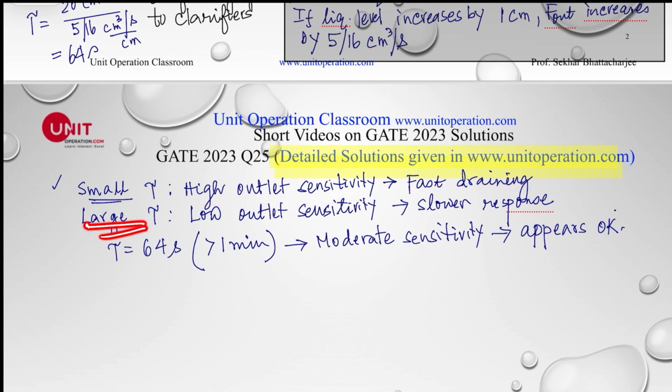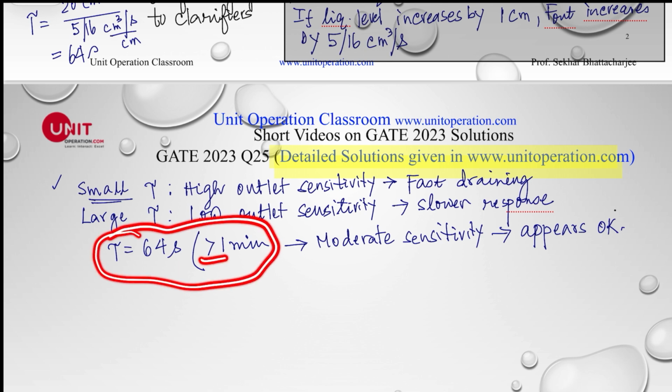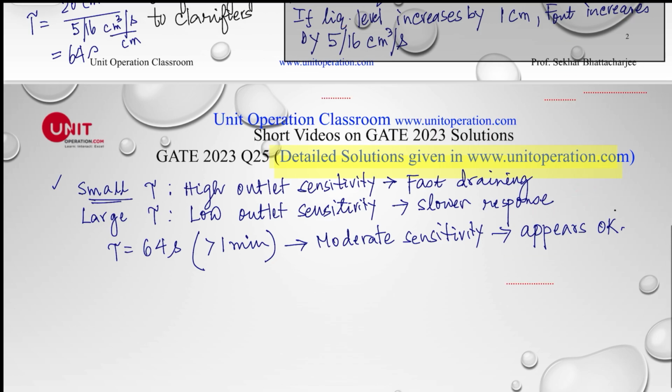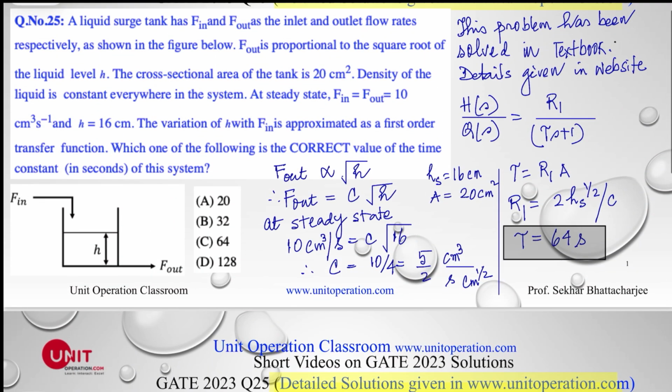And a large tau is just the opposite, a low outlet sensitivity. Here we have a tau slightly greater than 1 minute, which is moderate sensitivity. From a control point of view, this appears to be okay. So anyway, the answer C is correct.